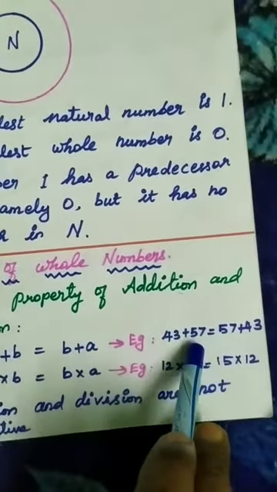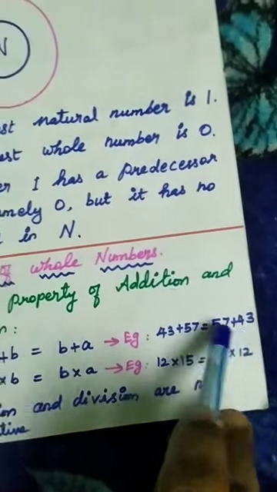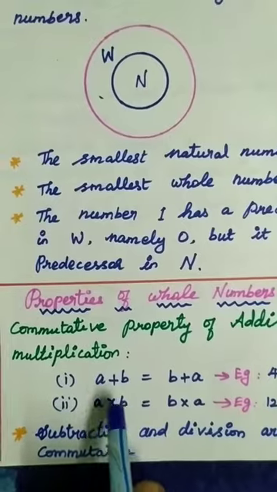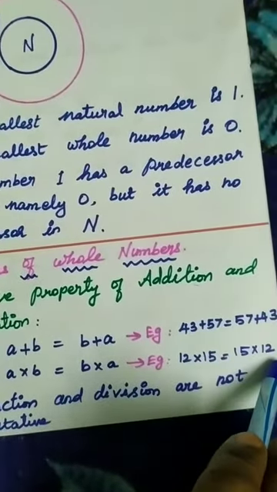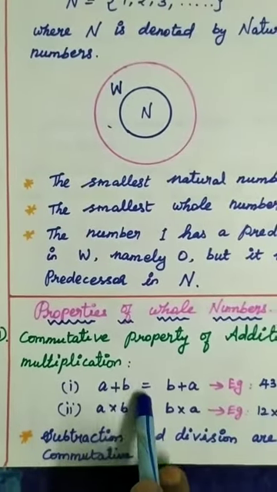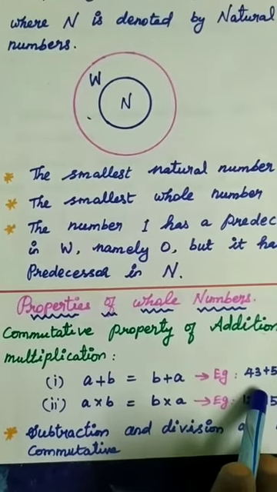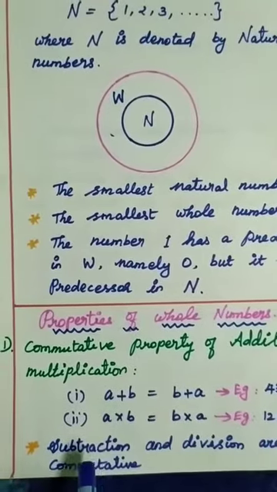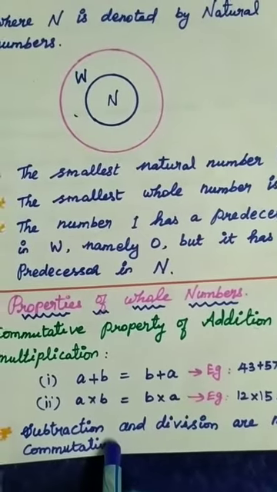For example, 43 plus 57 equal to 57 plus 43. Very simple one. And then see the multiplication, a into b equal to b into a. For example, 12 into 15 equal to 15 into 12. You can add the numbers in any order. If you change the order, the value will not change. This property is called commutative property. Subtraction and division are not commutative.